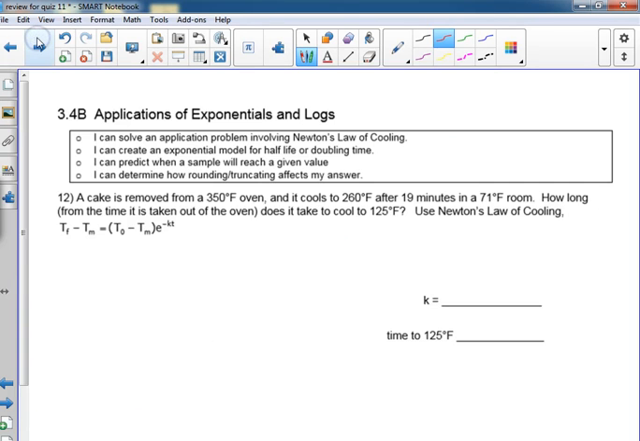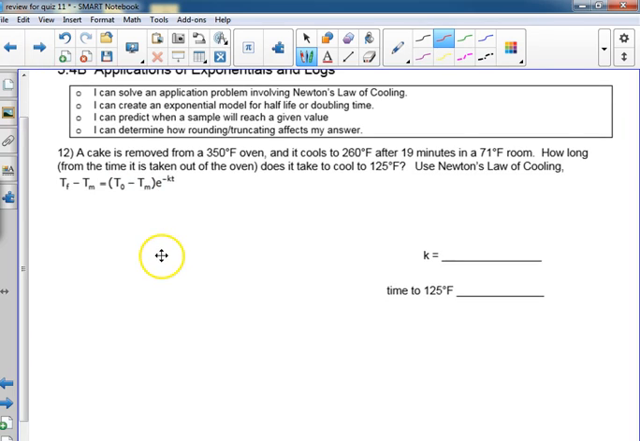All right. Applications. Oh, goody. Newton's law. Try this one on your own. This is the second time on this. It's not going to show up again unless you do a retake.